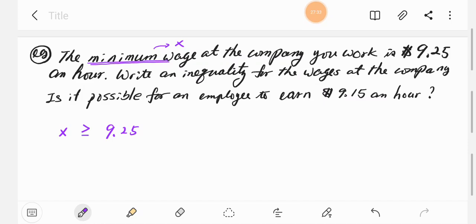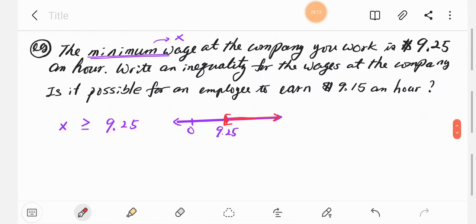Make sense? So the inequality for this wage is x is greater than, since minimum is the smallest. So at least. The wage is at least $9.25. So it's gotta be $9.25 or more, right? So look at this. It's number 9, 0. This is $9.25, so it's gotta be $9.25 or more. So that is x. You can write it, x is greater than or equal to $9.25.